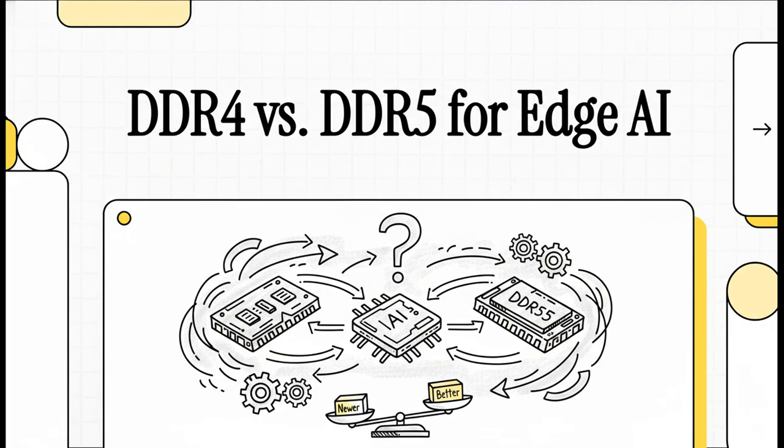So you're building an AI device. Every single component choice you make is critical. But one of the most fundamental ones, the system memory, can be surprisingly tough. We're always told that newer is better, faster is better. But today, we're going to poke a little hole in that idea and find out why the latest and greatest might not be the smartest choice for your edge AI project.